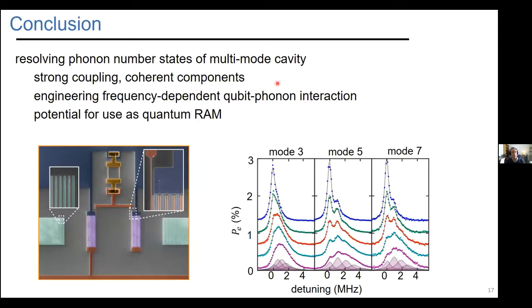And so that's where I'd like to conclude. I've shown you that we can resolve phonon number states in this multimode cavity, showing that we have strong enough coupling with coherent enough components. And I think an interesting thing is that being able to engineer the interaction between the qubit and the phonons really gives you a way to deal with the tons of acoustic modes that these acoustic cavities give you. So surface acoustic waves give you not only a large number of resonant modes, but also a way to deal with that large number, with potential uses as a quantum random access memory. And with that, I'll say thanks again for your attention, and now we'll take questions.